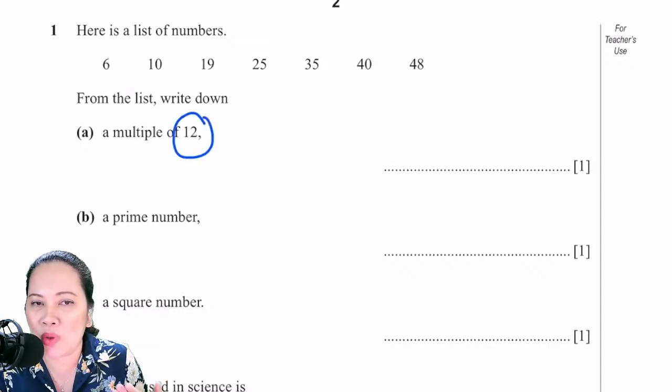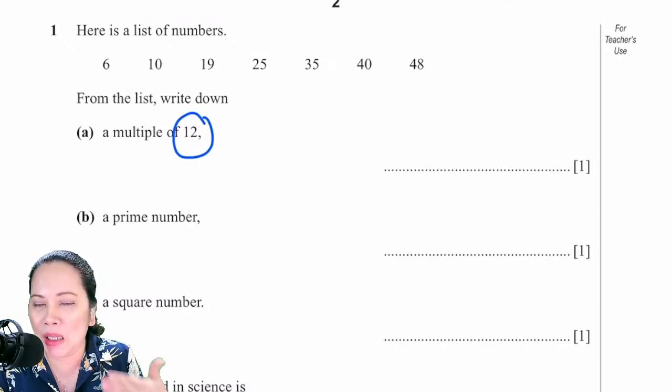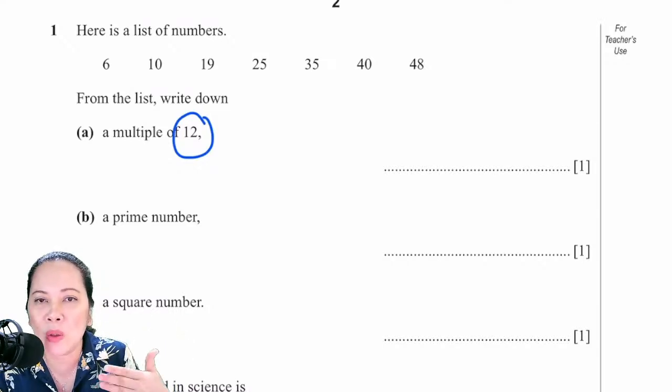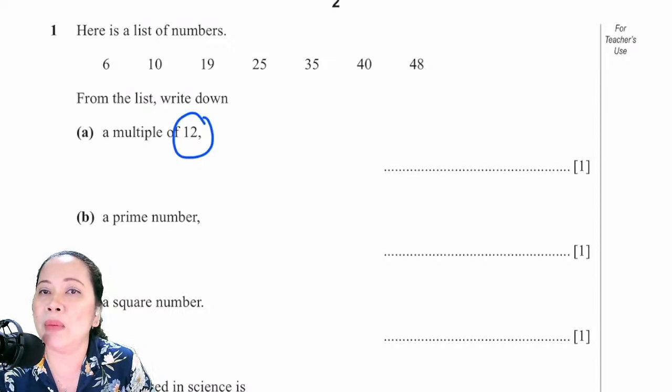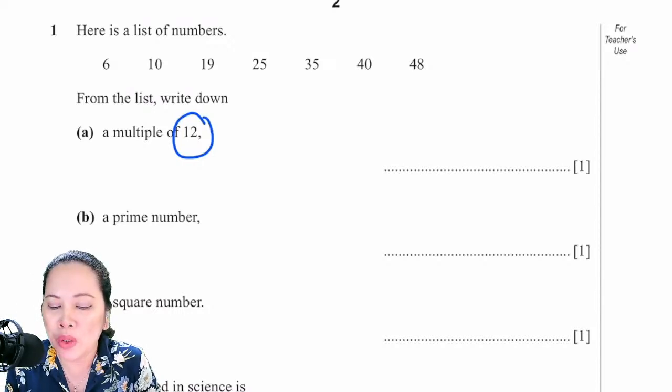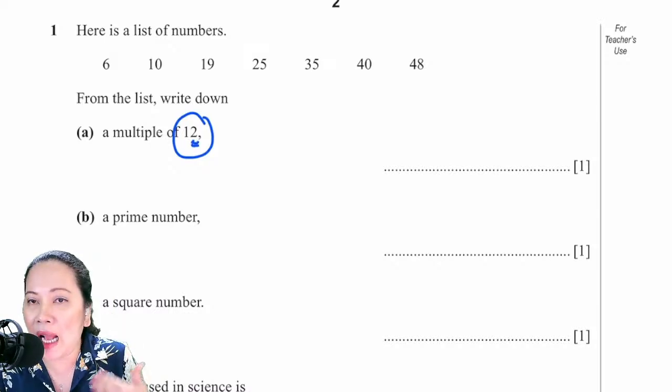When we say multiples of 12, that means you add 12 to itself again and again, or multiply 12 by as many numbers as you can: 12 times 1, 12 times 2, or 12 plus 12 plus 12. That's what multiples are. You just need to check which of the numbers is a multiple of 12. 12 ends with a 2, so if I add 12 again and again, the last digit will be 2, 4, 6, 8, 0, and so on.